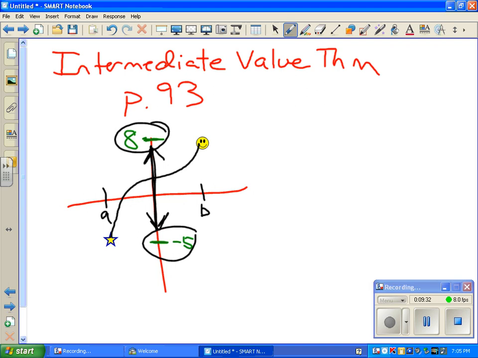Because we can't have any jumps, asymptotes, or holes. So in this particular picture, every value of the function between -5 and 8 is achieved. We're talking about height values here. So from A to B, or star to smile, we're looking at a guaranteed hitting of a height between -5 and 8 somewhere in that interval. That's what's known as the intermediate value theorem.